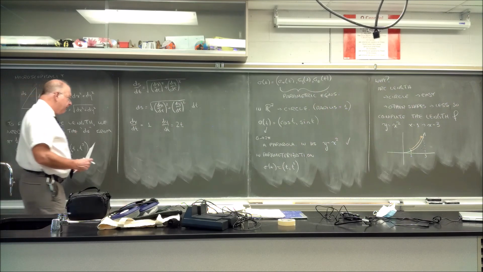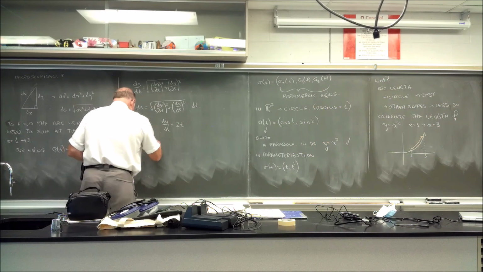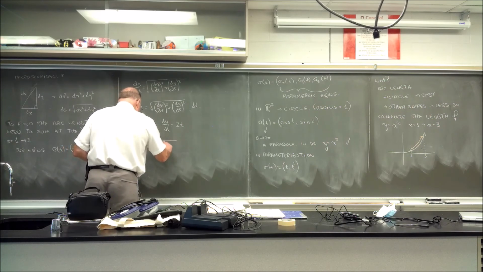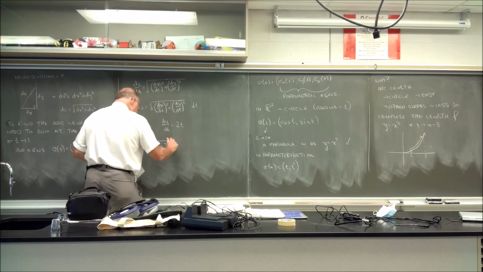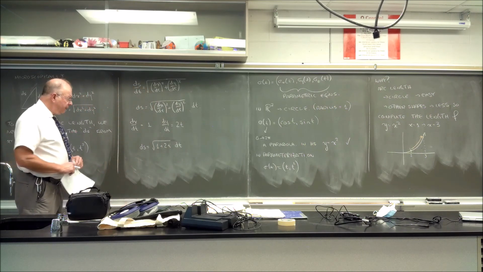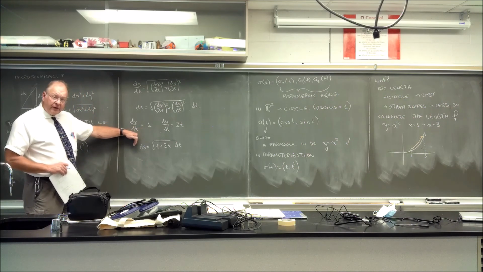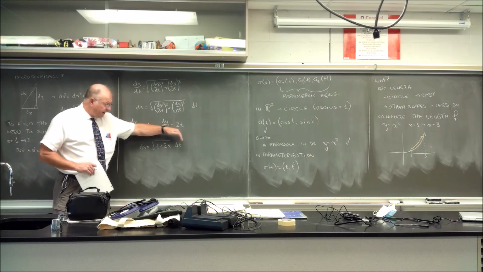And so now we can say ds is equal to the square root of 1 plus 2t quantity dt. And when we write it this way, this equation is separated. All the s's are on this side, all the t's are on this side.